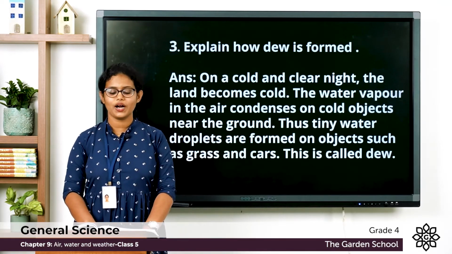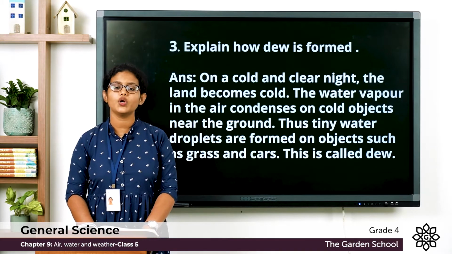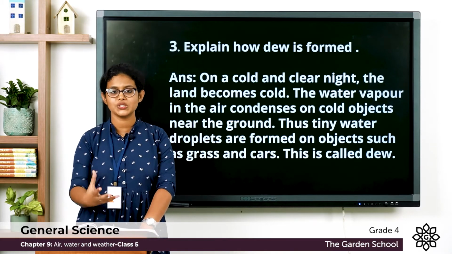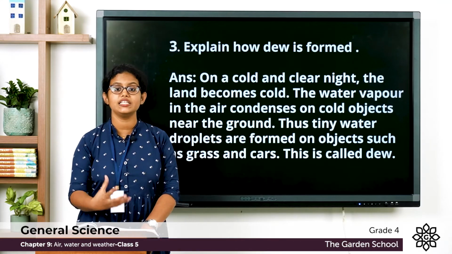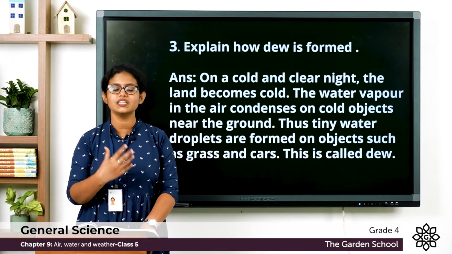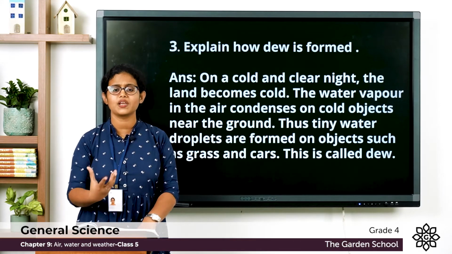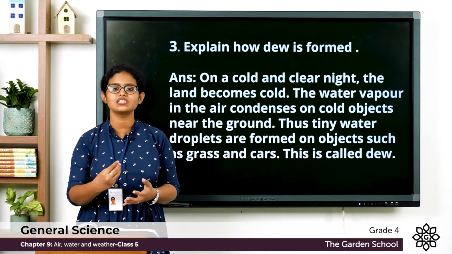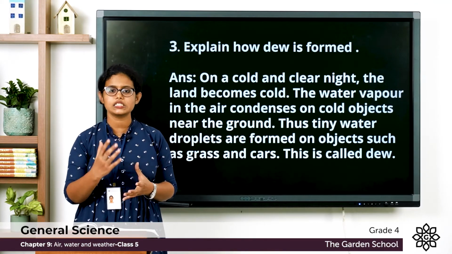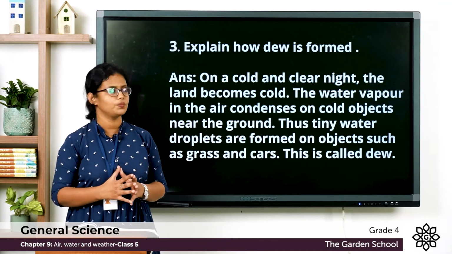So let's see the third one. Explain how dew is formed. So what is dew? Dew is a tiny water droplet that we see in the morning on grass, plants and trees. That water droplet is called dew. So let's see the formation of dew.